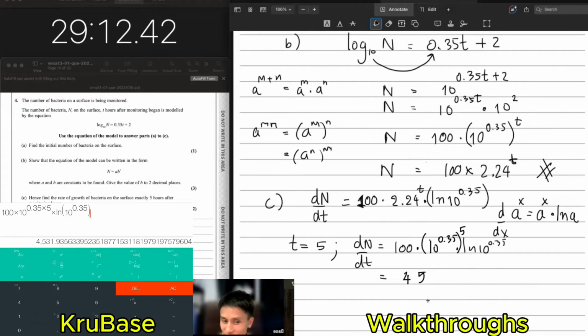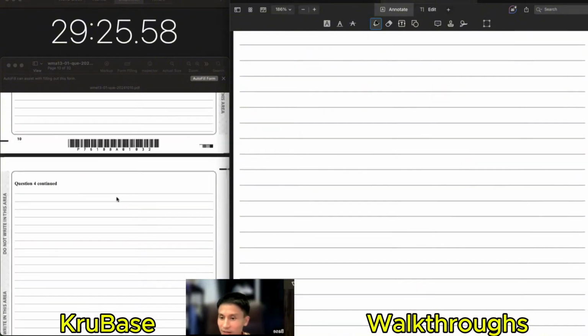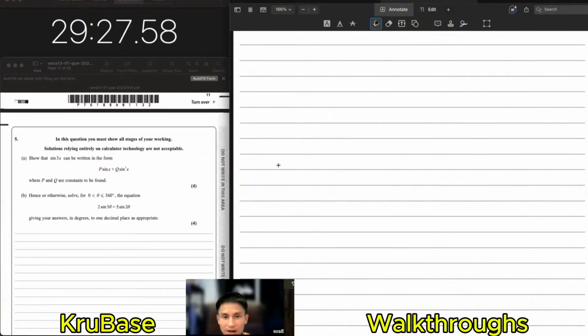Find the rate of growth. I'm just going to keep it as something like that. Let's have a look at this later when we check them. Okay. Number 5.